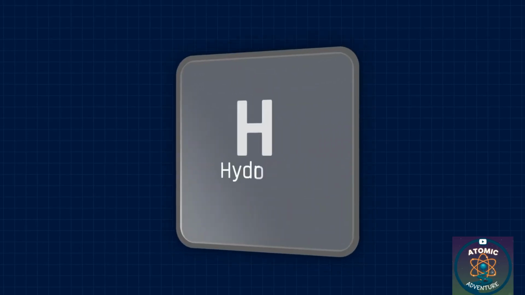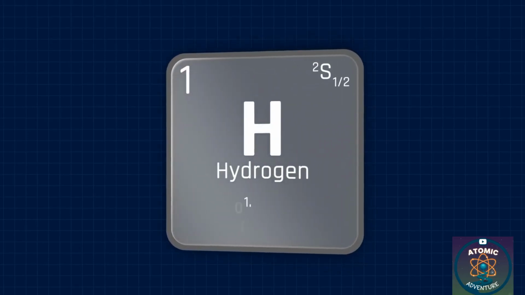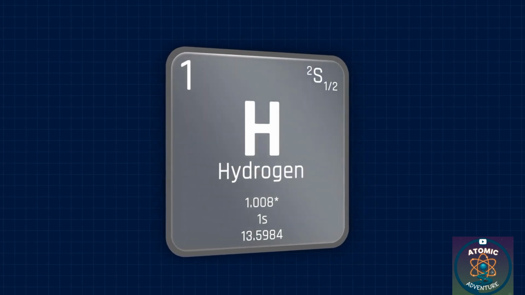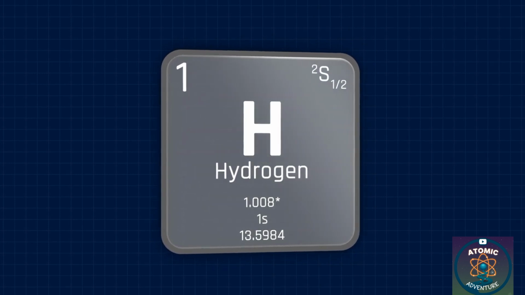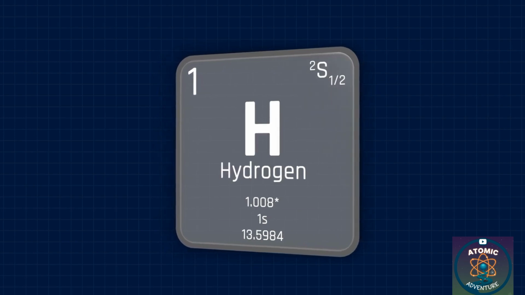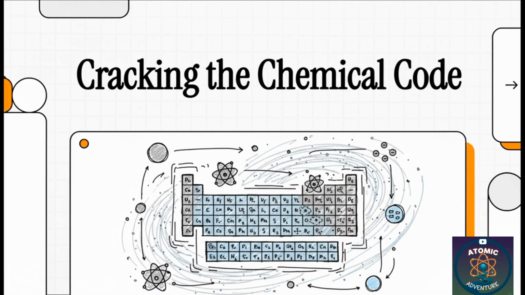All right, today we're cracking a code that organizes literally everything you can see and touch. We're talking about the periodic table. And trust me, by the end of this, you're not going to see it as just some chart on a classroom wall, but as a truly beautiful map of the entire universe. So let's get into it.